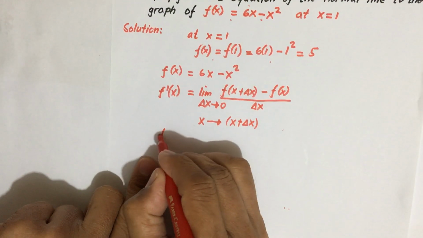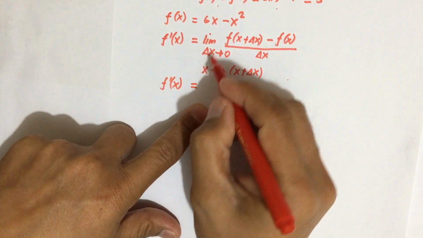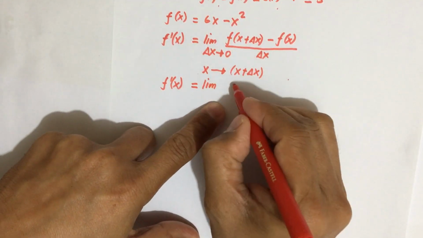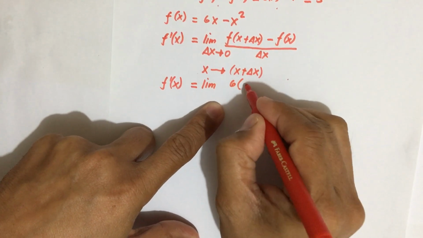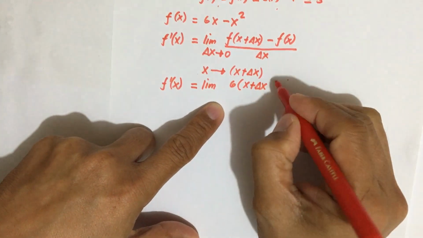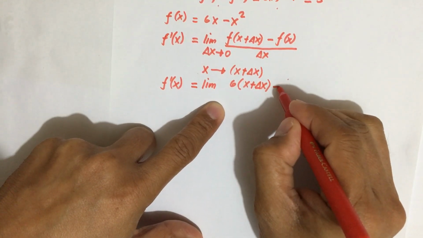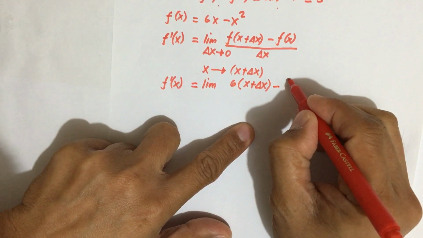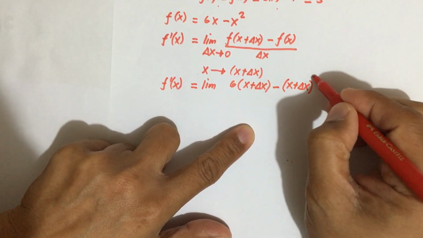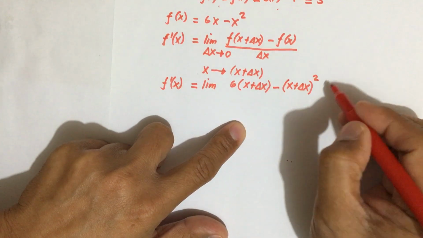So therefore our f prime of x is equal to the limit of 6 times x changed to x plus delta x, then minus x squared, where our x is changed to x plus delta x, so x plus delta x, and we have to square that also. Then from this formula, minus f of x.